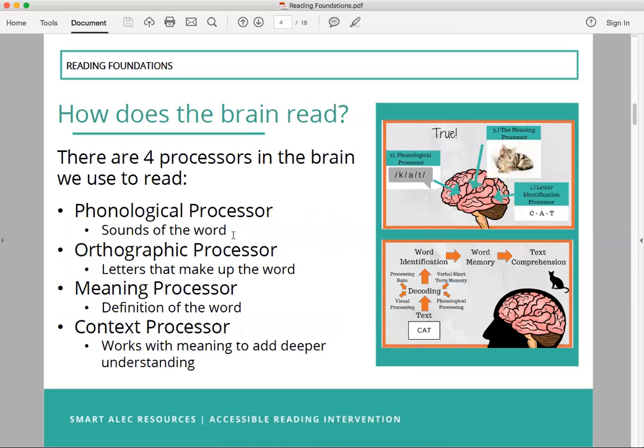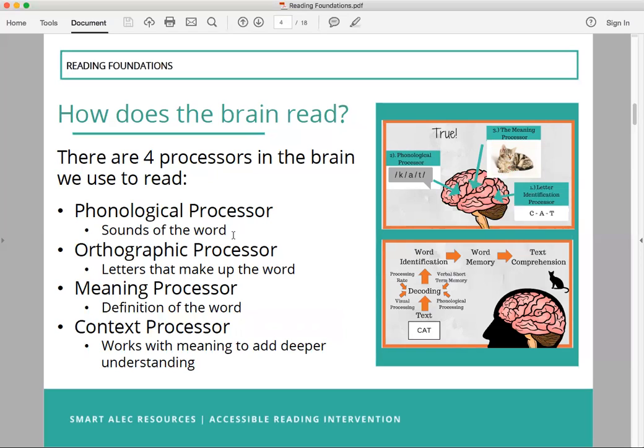So when we think about the different processes that are involved in being able to read, there are 4 processors in the brain that we are using. So we've got a phonological processor, which really is a focus of the sounds, the individual sounds that we hear within a word. The orthographic processor, which is the letters or the pictures that we see that make up the word. The meaning being the definition of the word. And then the context processor, really adding that deeper understanding.